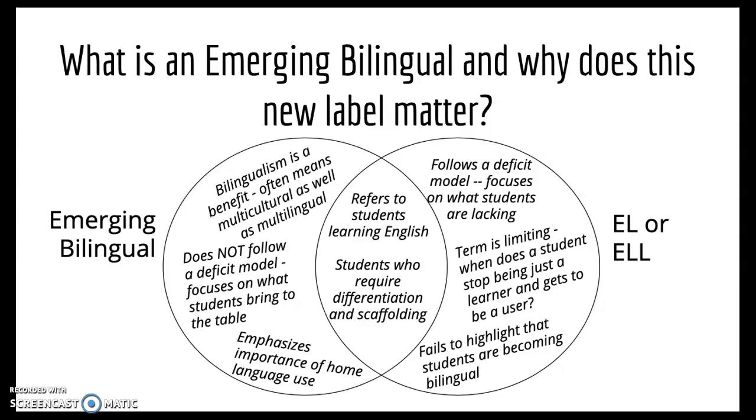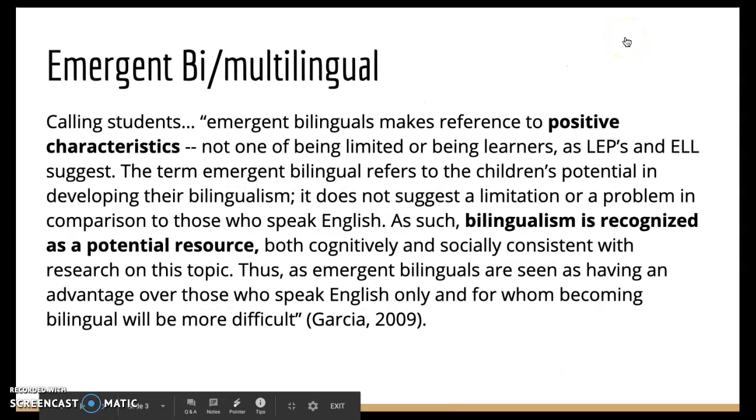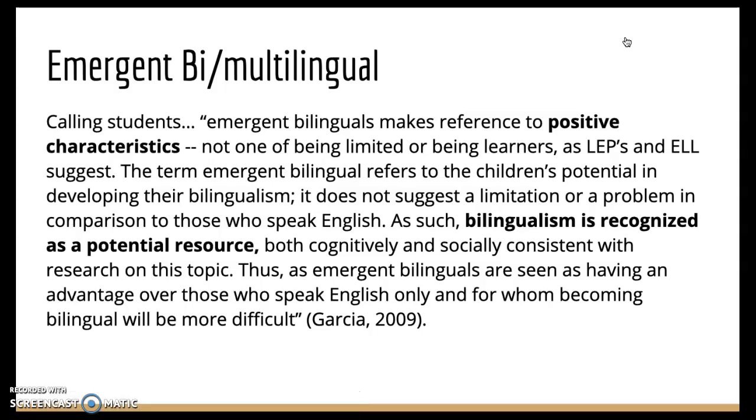Both of these terms, however, do refer to students who are learning English, and they do both refer to students who require differentiation and scaffolding. Calling students emergent bilinguals makes reference to positive characteristics. Again, it's not one of being limited or just being a learner, as the term ELL suggests. This new term, emergent bilingual, refers to the children's potential in developing their bilingualism. It does not suggest a limitation or a problem in comparison to those who speak English. As such, bilingualism is recognized as a potential resource.